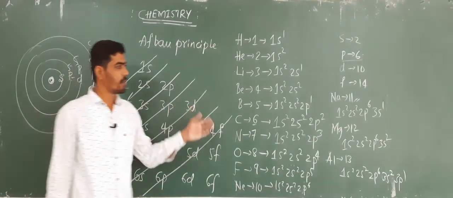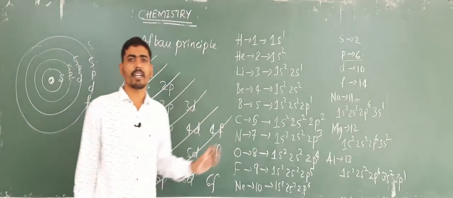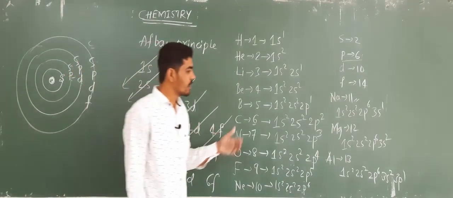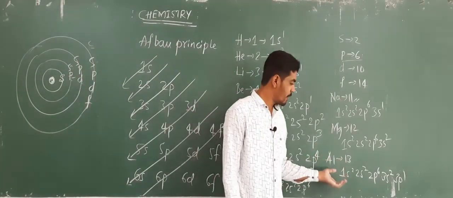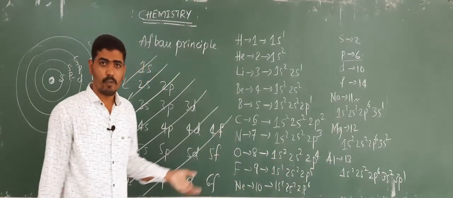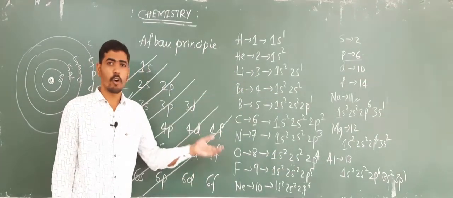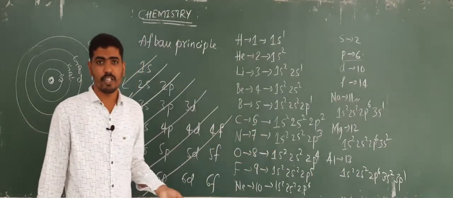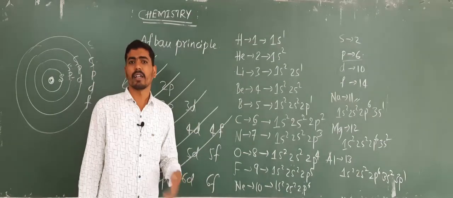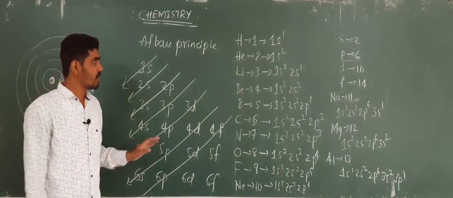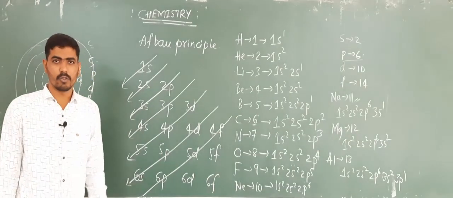These are some examples to write the electronic configurations of the elements. And at home you can try for the next elements, that is silicon, then phosphorus, sulfur, chlorine, argon, then potassium, calcium, all those, and write the electronic configuration. So this is all about today's class.